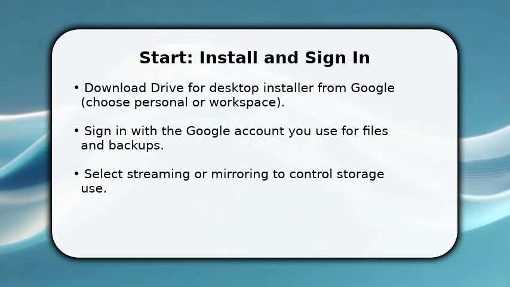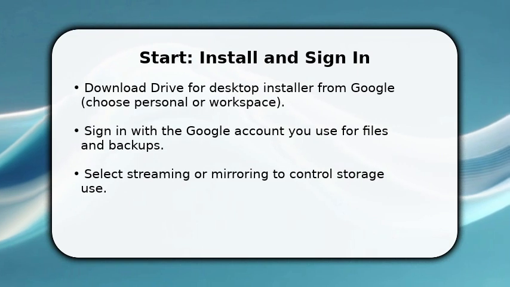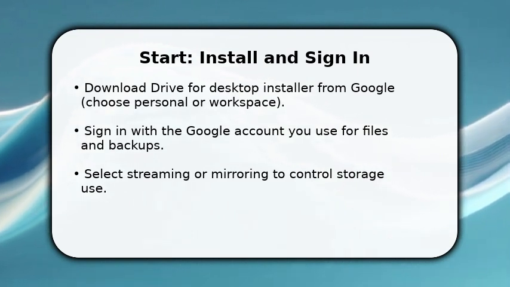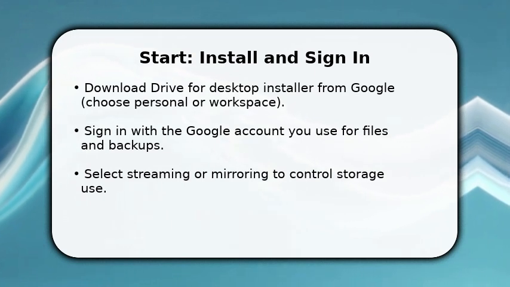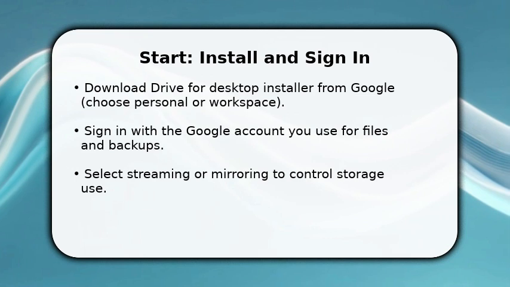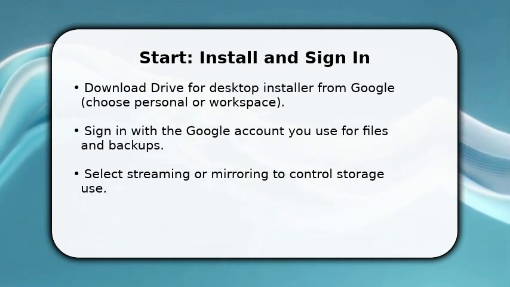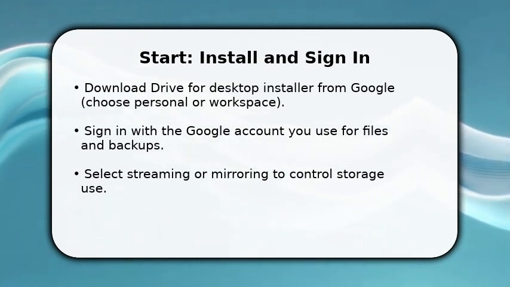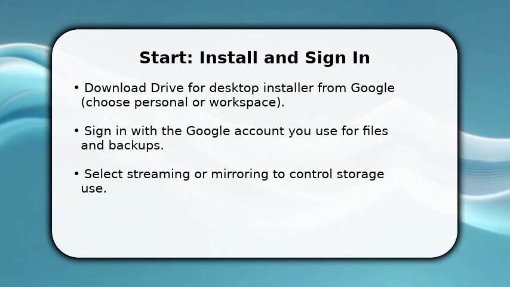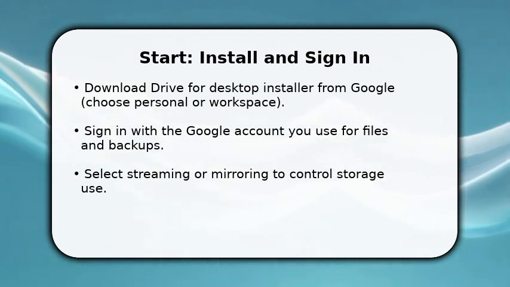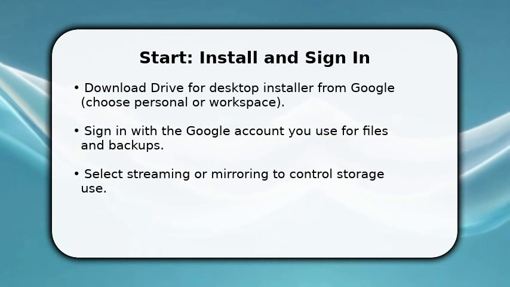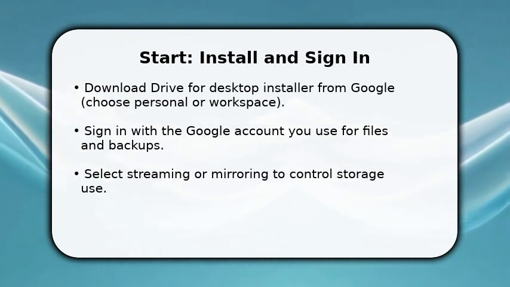You'll begin by installing Drive for desktop and signing in with the Google account that holds your work. Choose streaming to save local disk space or mirroring if you need offline copies. This choice affects how files sync and how much local storage is used. Once signed in, you'll grant permissions for file access and set basic preferences. Make sure to pick the right account and confirm sync folders so Drive maps correctly to your computer.